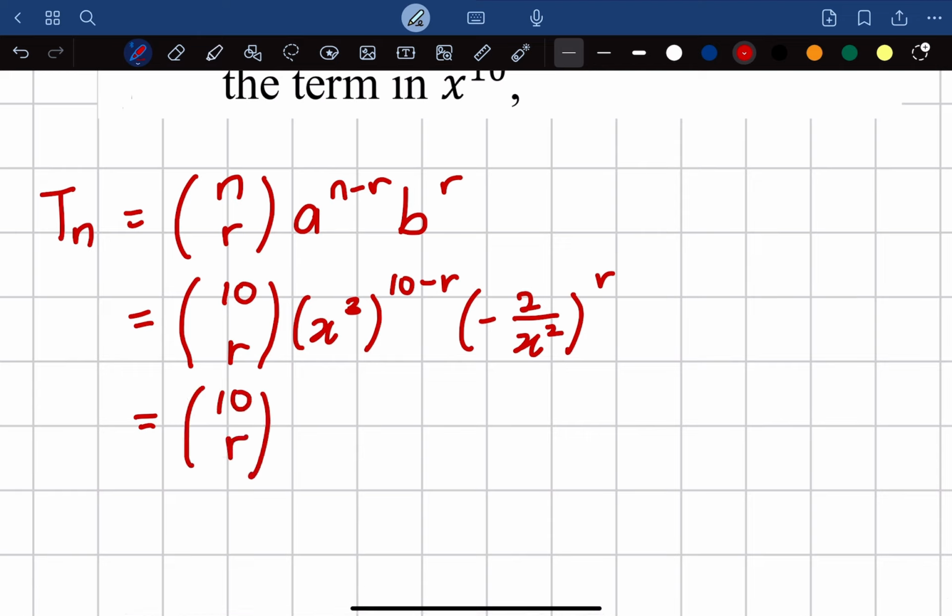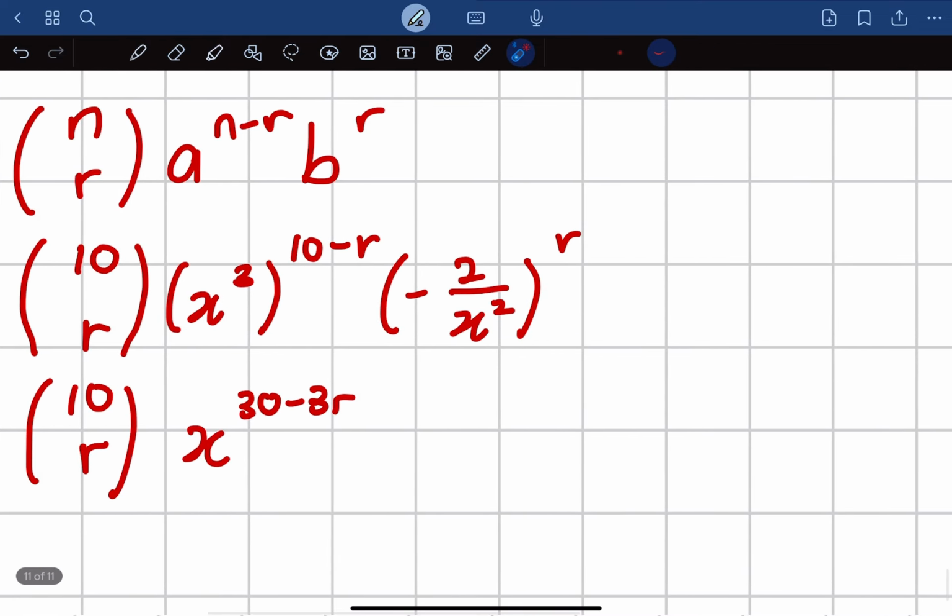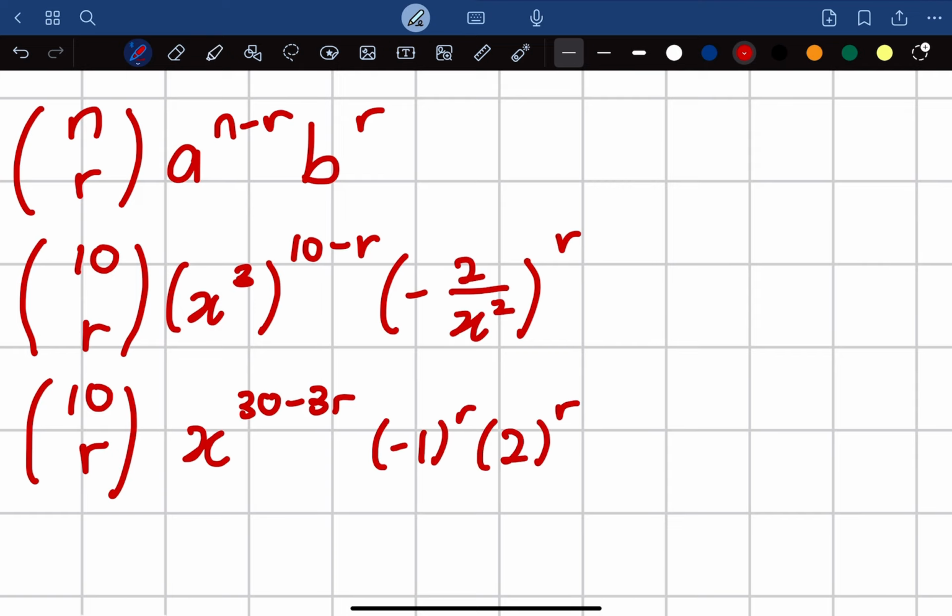This is 10 choose r times x cubed, the whole thing to the power 10 minus r. We multiply them together, this will be x to the power 30 minus 3r. Okay, then over here, I have negative 2 as the numerator, power r, which can be further split into negative 1 power r times 2 power r.